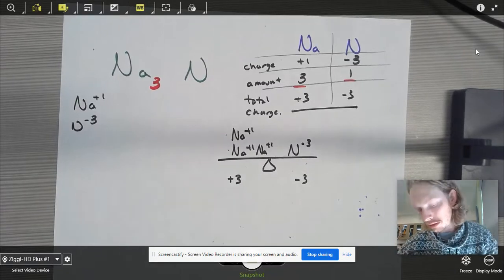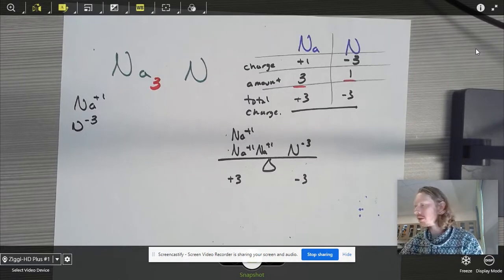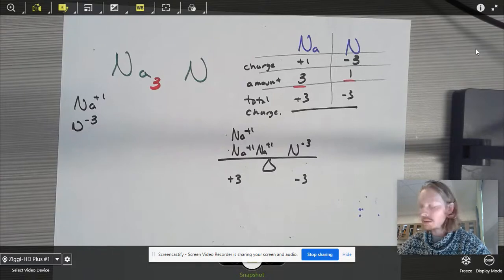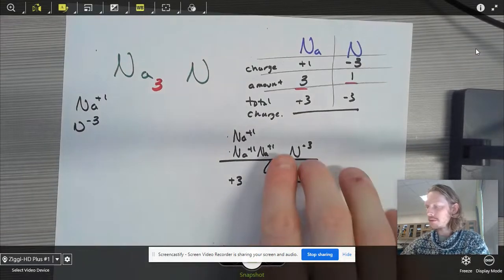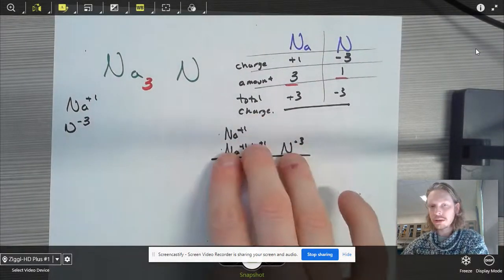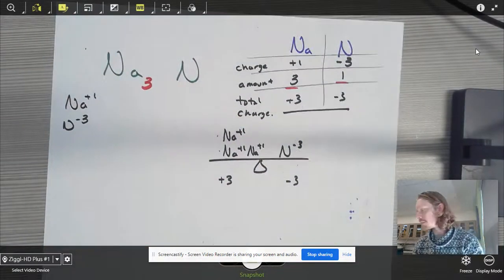So hopefully you can see where you made your mistakes. If you still have questions, please message me on Hangouts, and we can work through it. The biggest thing here is being able to transfer from thinking about the charges and then thinking about the amount of each, right? That's the big step.